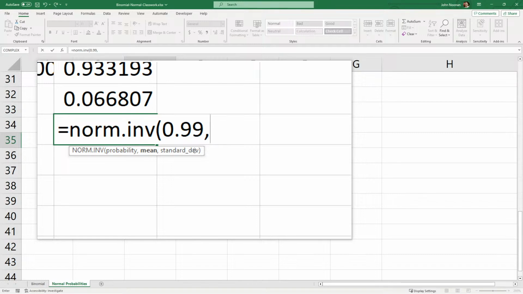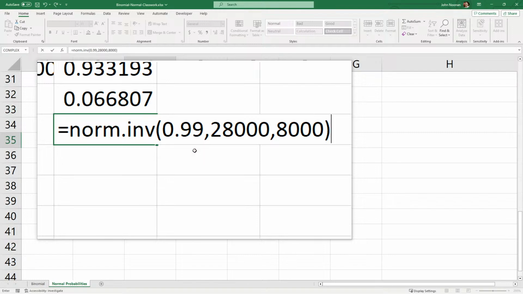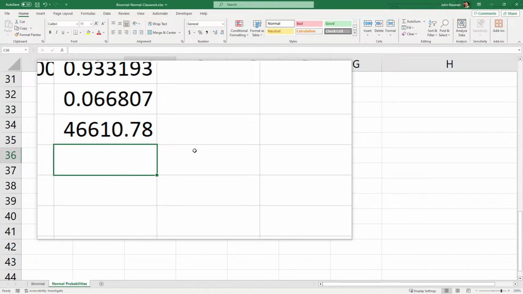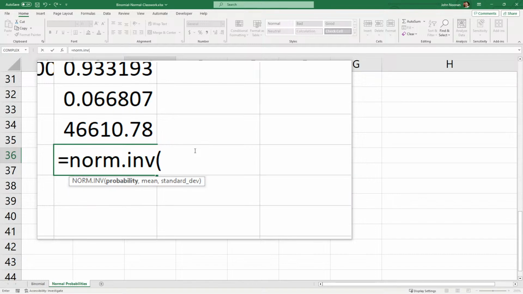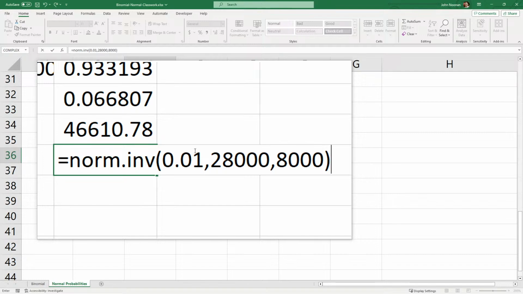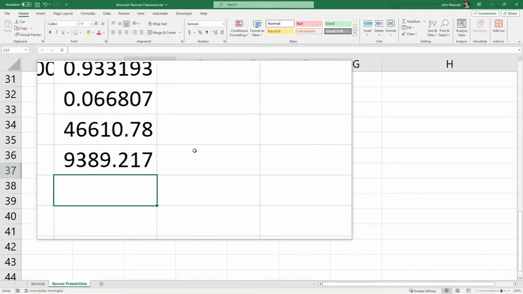Okay, then the rest of this is straightforward. The mean and the standard deviation, close parentheses. You don't need to say true this time. And you get it, and that's 46,610. Yeah, this was a long time ago. The top 1%. Yeah, just to illustrate, if I did this norm.inv with 1%, 0.01, 28,000, and 8,000, I get a very different number, $9,000.